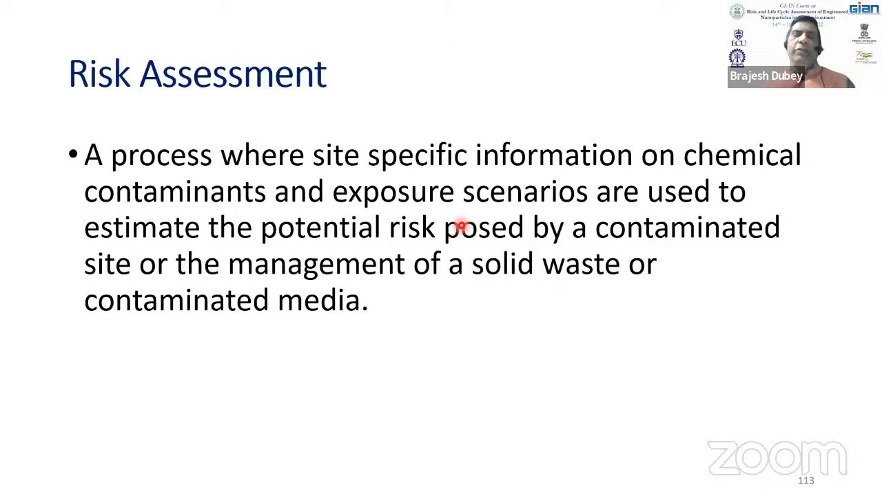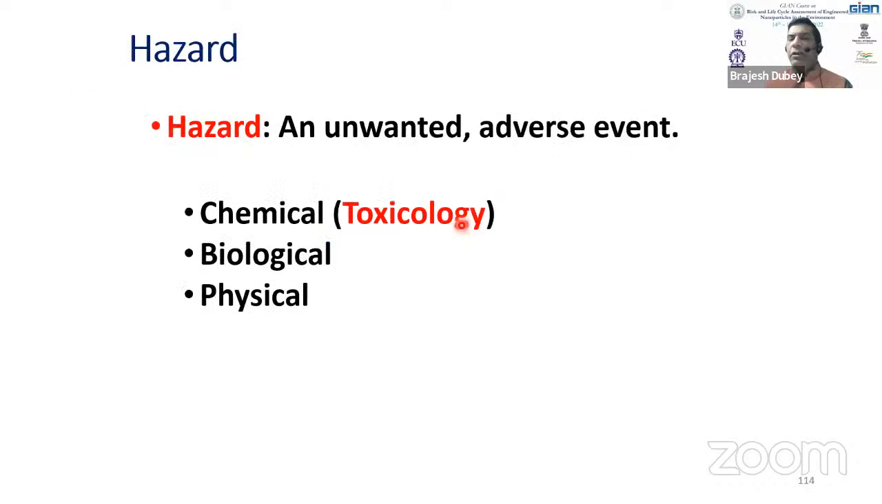So what is risk assessment? I kind of talked about that. Now we'll try to summarize it and then look at an example, the scenario of nanoparticles and how all these relate to nanoparticles. Risk assessment is a process where site-specific information on chemical contamination and exposure is used to estimate the potential risk at a contaminated site, so that you can possibly manage it easily, or come up with a management system for it.